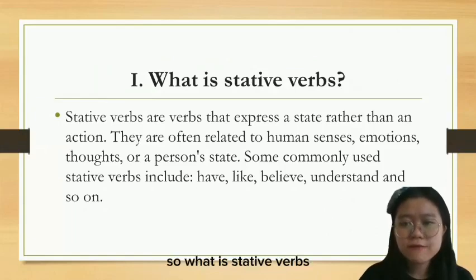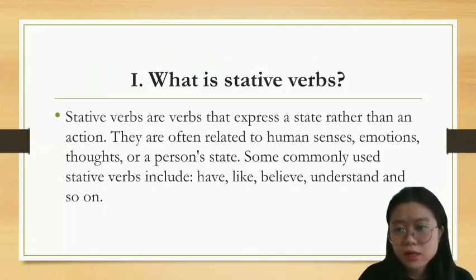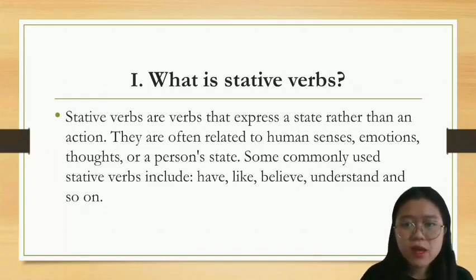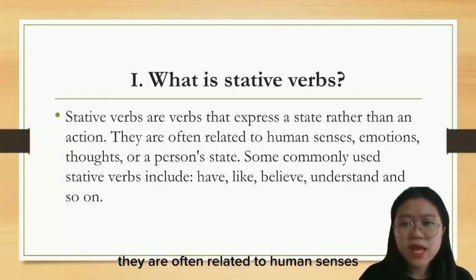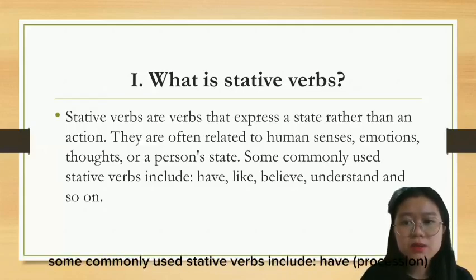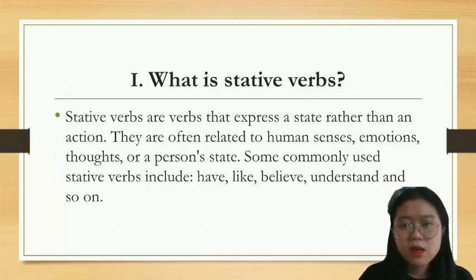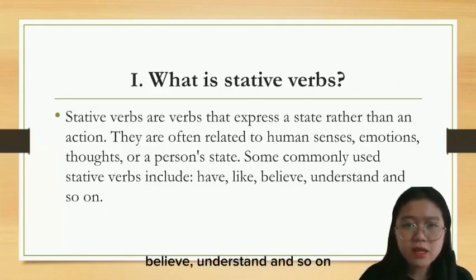So, what are stative verbs? Stative verbs are verbs that express a state rather than an action. They are often related to human senses, emotions, thoughts, or a person's state. Some commonly used stative verbs include have (possession), like (preference), believe, understand, and so on.